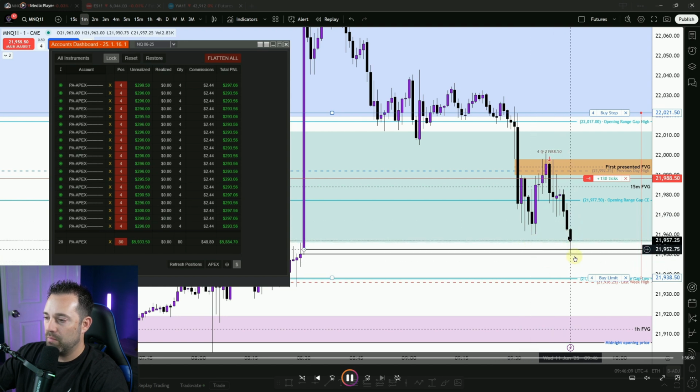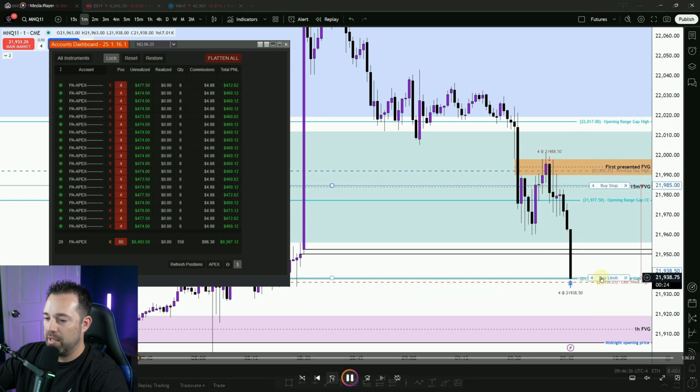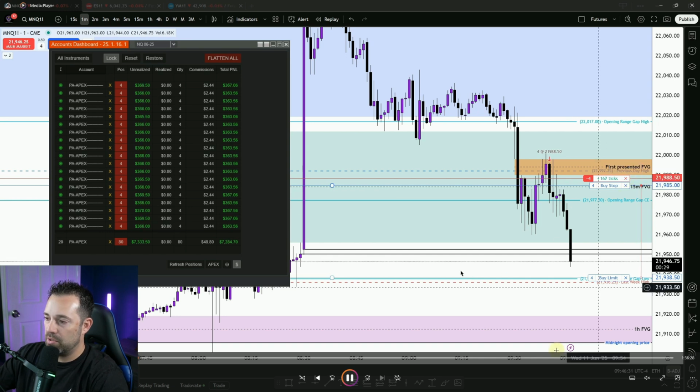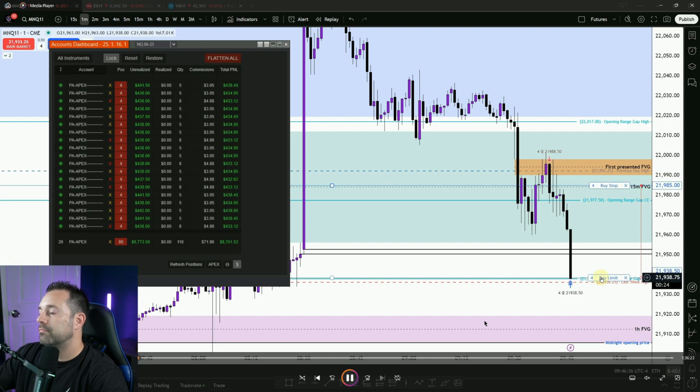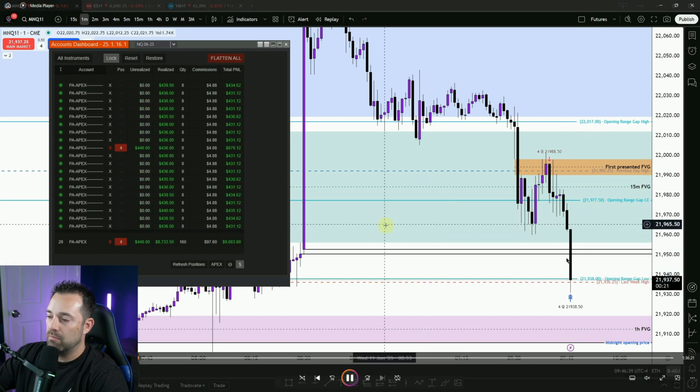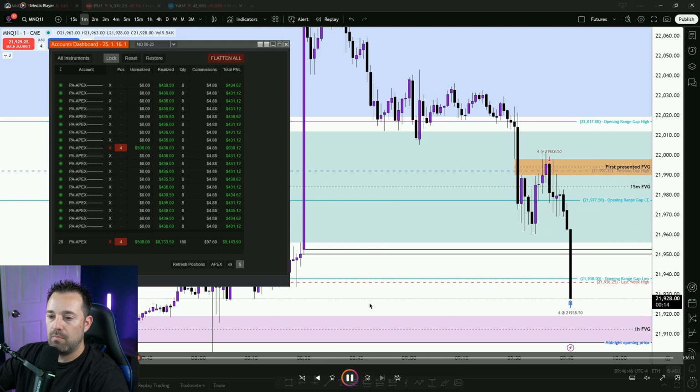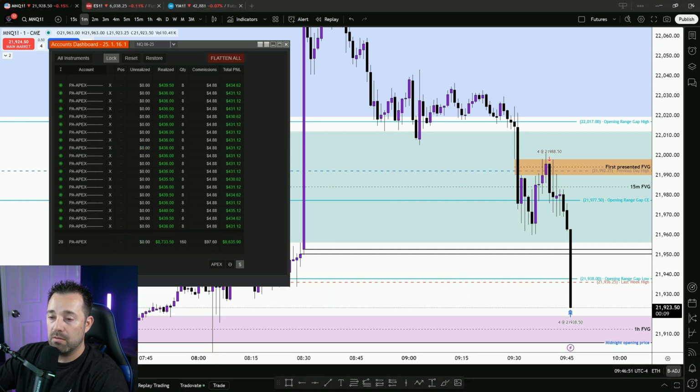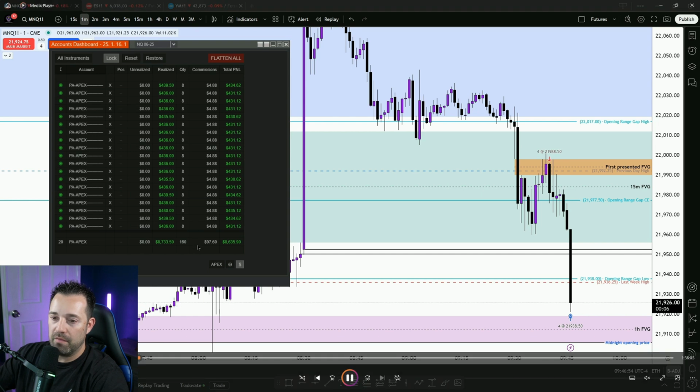But then once I saw this fair value gap and everything, I'm like, yeah, we're close enough. Let me go ahead and move to break even on that. So I did that. And then, of course, shot down, hit my target. And there we go. And naturally, it went all the way down and hit that 1 hour fair value gap pretty quickly, which is okay. Just trying to flatten my trade there. There we go. Got it flat.